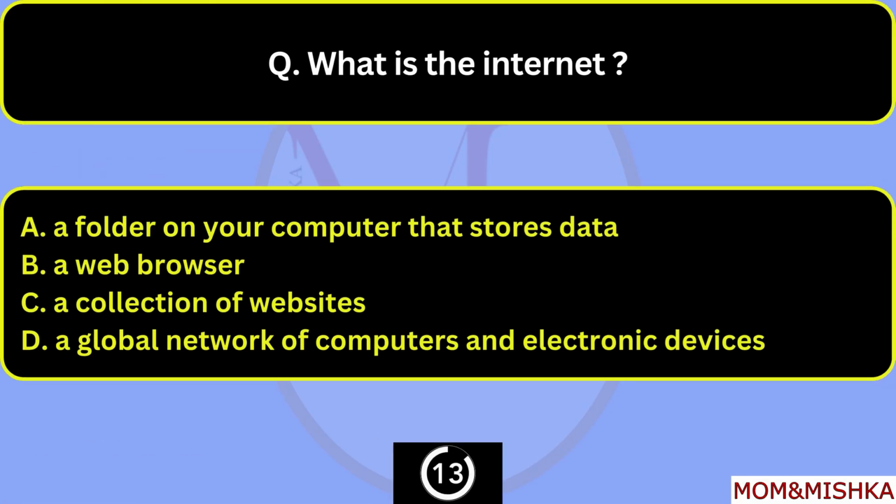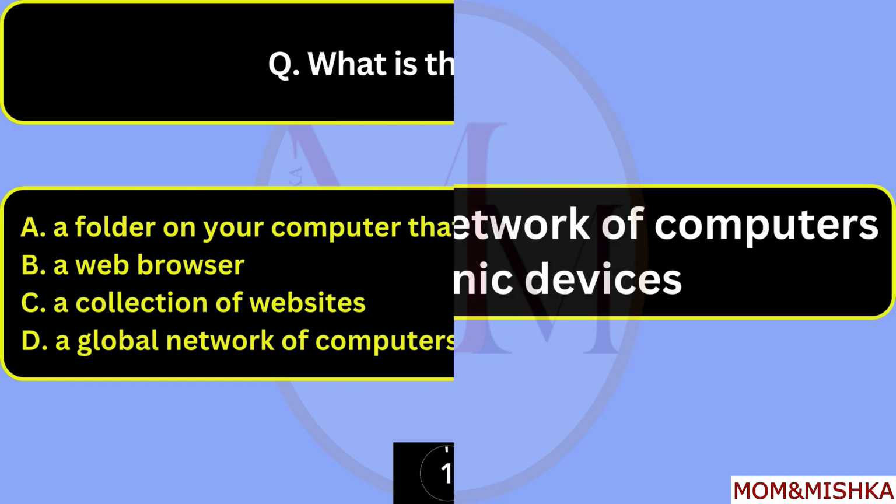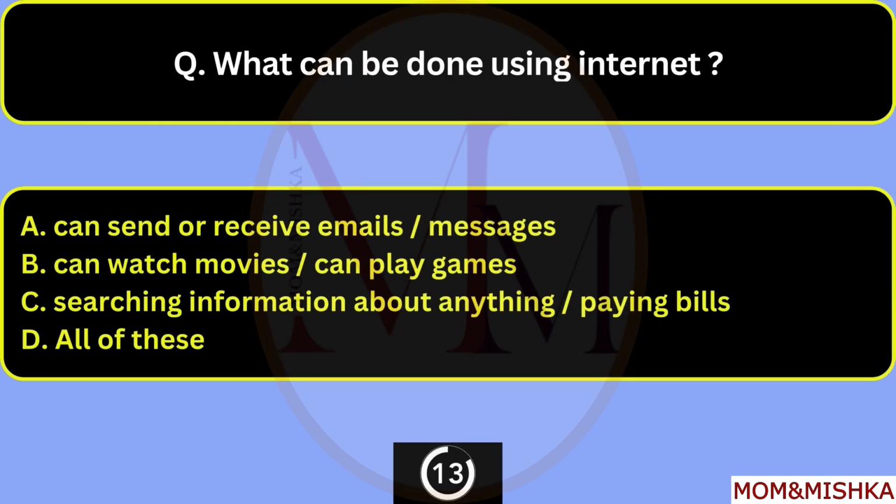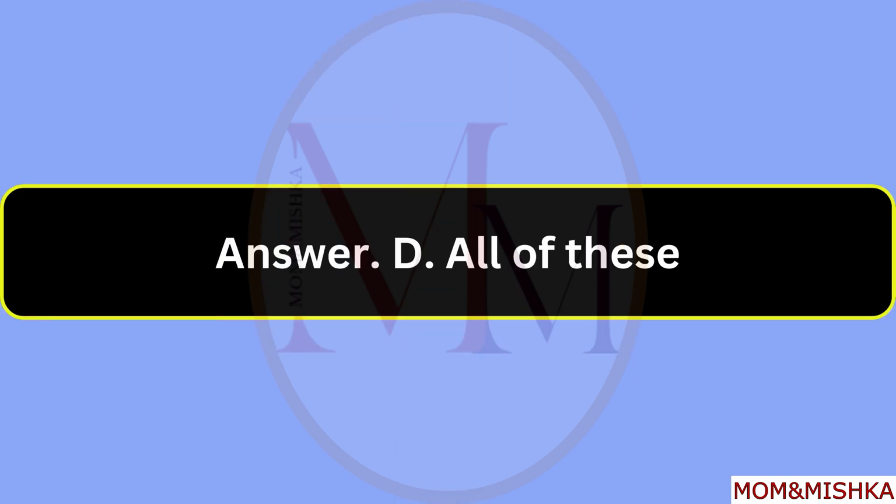What is the Internet? It's a global network of computers and electronic devices. Option D. What can be done using Internet? All of these. Option D.